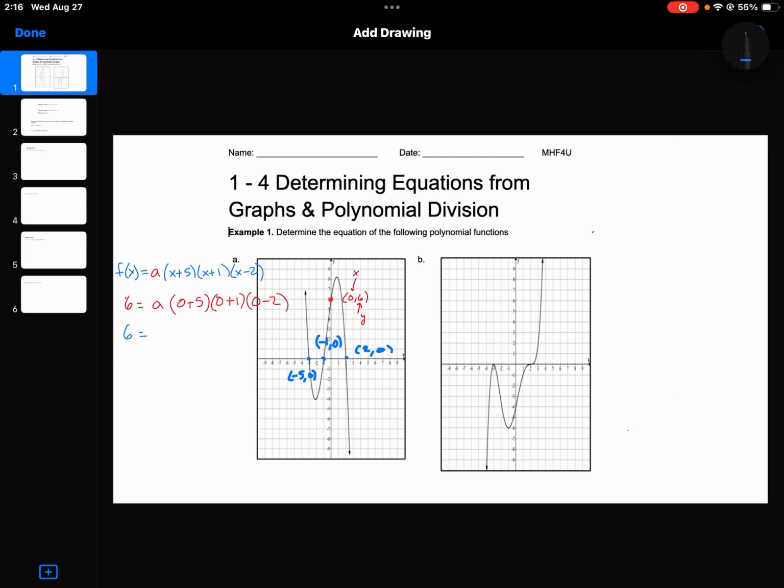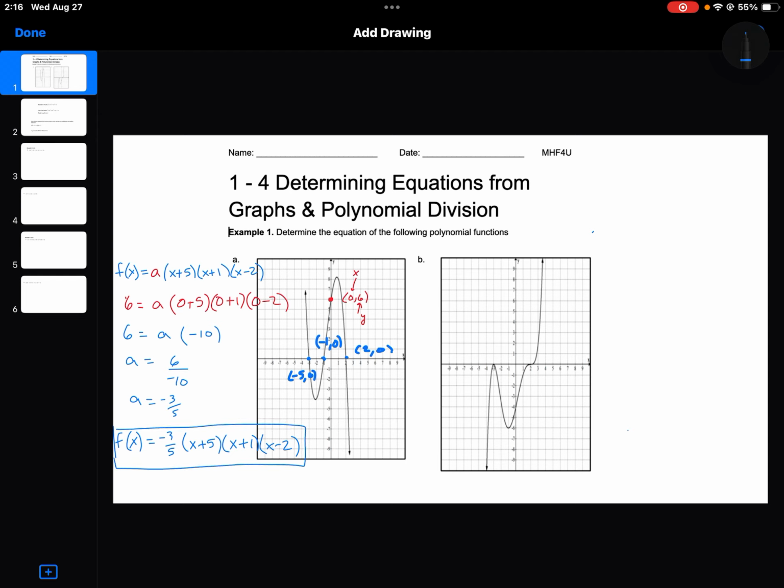On the left side, I've got 6. On the right-hand side, I've got a times 5 times 1 times -2. So that is -10. That means that my a value is going to be 6 over -10, which as a fraction I can reduce to -3/5. And then I can write my specific equation as -3/5 times (x + 5) times (x + 1) times (x - 2).